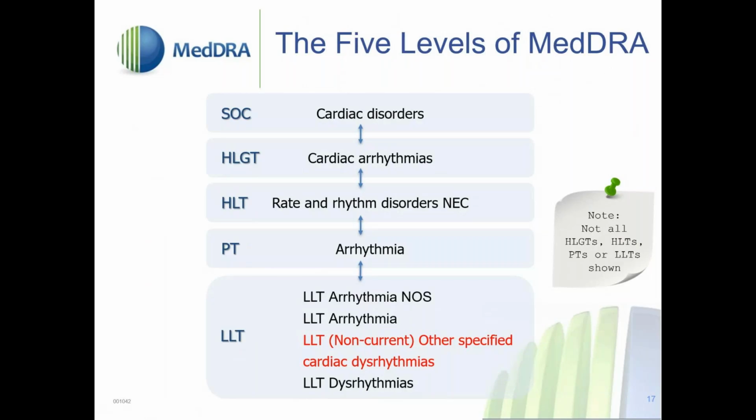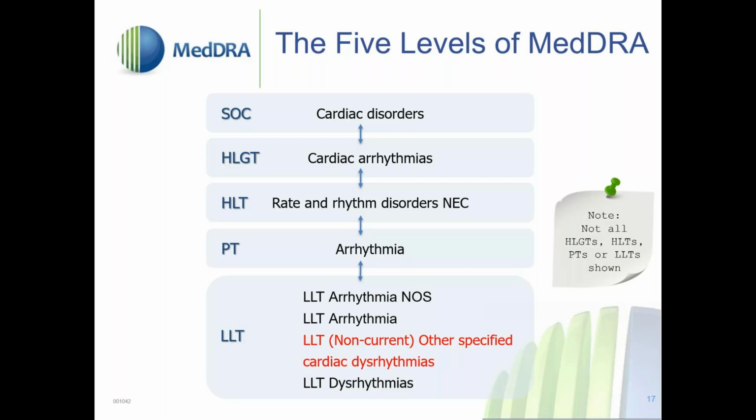So here is a simplified example of the hierarchy. It doesn't show you all the possible options at each level, of course, but it gives you an idea of how the terms become less specific the higher up you go in the hierarchy. They tend to be single terms at the LLT and the PT levels and plural terms at the HLT and higher levels. So if you have an LLT of arrhythmia, not otherwise specified, NOS, an LLT of arrhythmia and an LLT of dysrhythmia, these are all sibling terms, and they are grouped under the preferred term of arrhythmia.